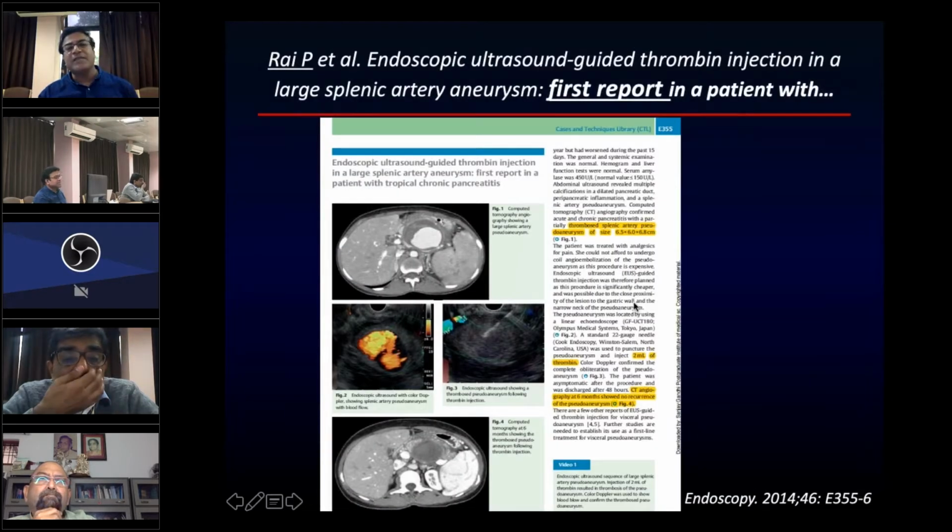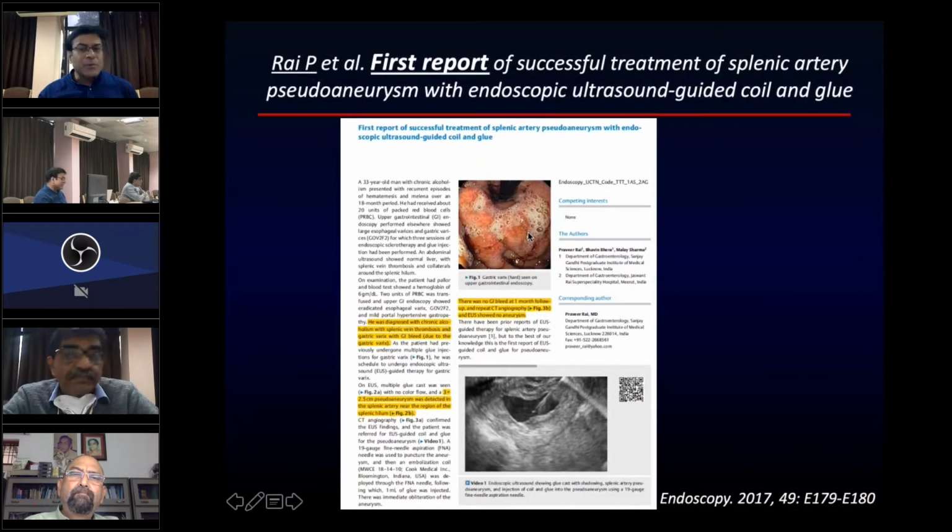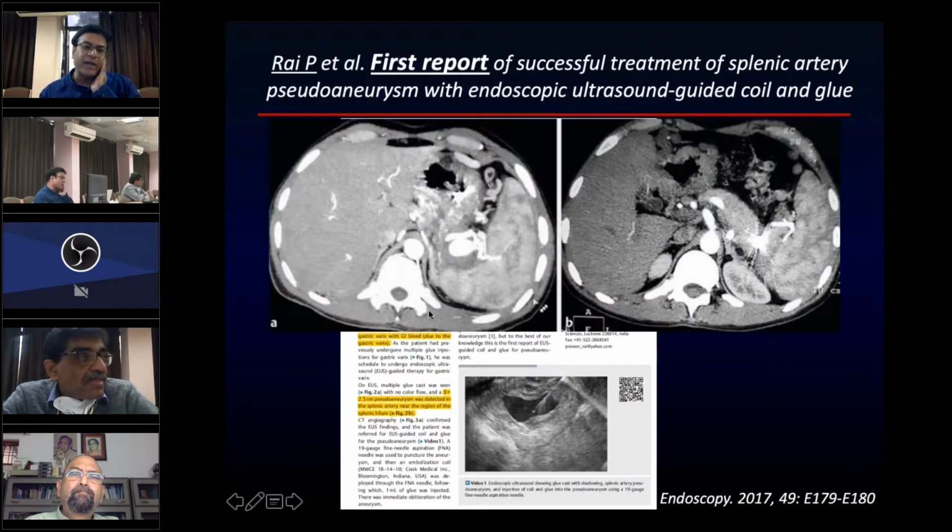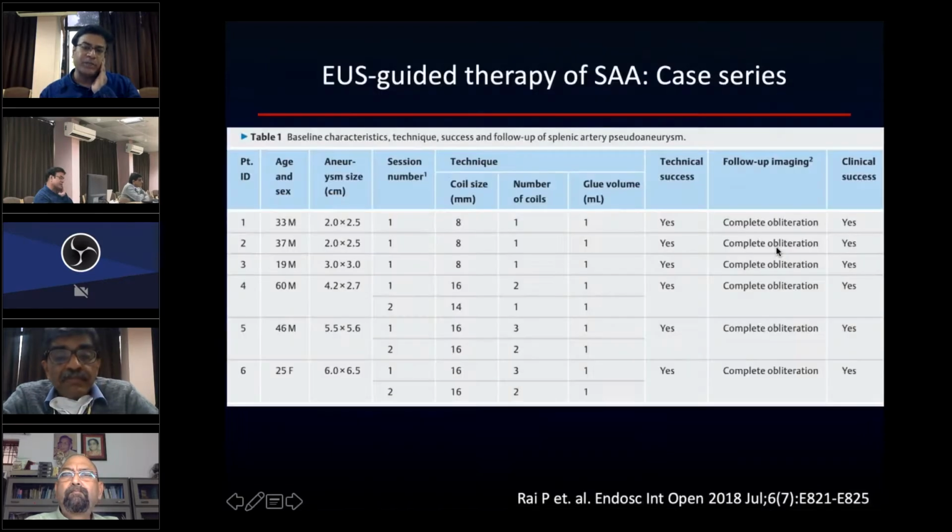This is the first case that we published. This was using thrombin alone. And after injecting thrombin, there was no blood flow in the aneurysm. So complete obliteration could be achieved. This is another report, the first report again in the literature that we published. This was using EUS guided coil and glue. This was a large aneurysm in the setting of chronic pancreatitis. And after injecting, you can see complete obliteration of the aneurysm is achieved.